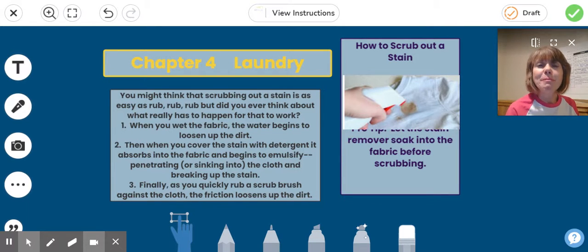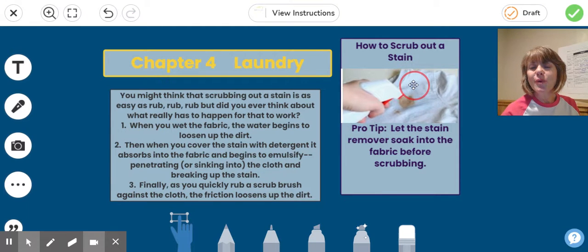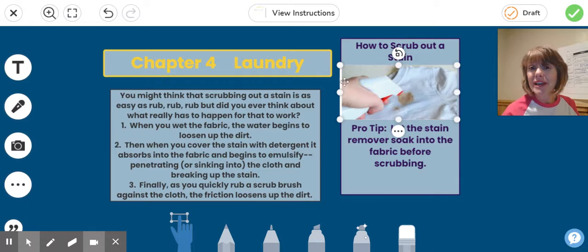Let's take a look at mine, and maybe that will give you an idea of how you can make your writing better. My chapter is called Chapter 4 Laundry. And you see that I have written and that I've also included a diagram that tells how to scrub out a stain. I don't know about you, but I like to start with the diagrams. When I read a nonfiction book, I enjoy looking at the pictures first. This one says, pro tip, let the stain remover soak into the fabric before scrubbing. All right, so let's take a look at how I wrote this chapter.